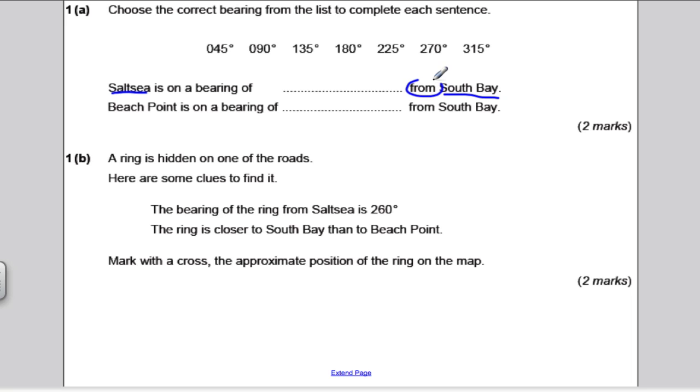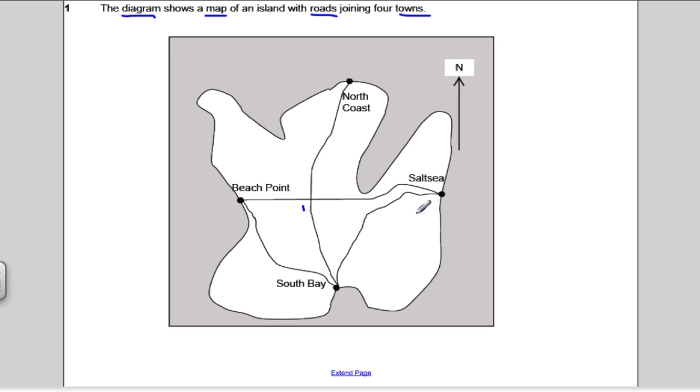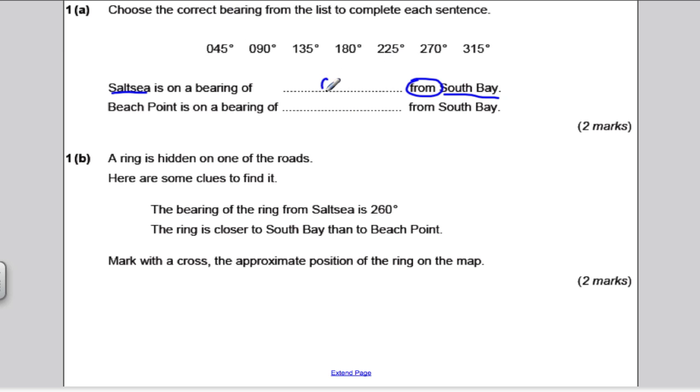From is the key word here. From means where we're starting from. We're starting from South Bay and we want to get to Salt Sea, it says. The bearing is always measured clockwise from the north. That is approximately 45 degrees because it's less than 90, let's say. And 45 is one of the options. So 045 completes that.